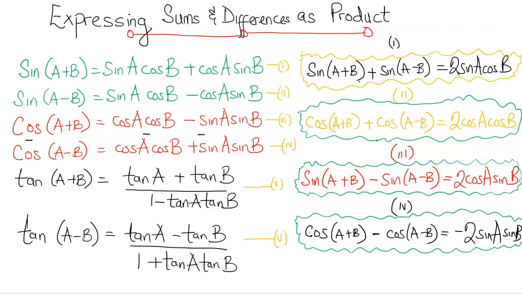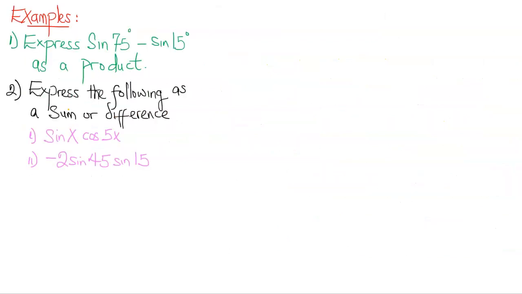The next thing is going to be to use these products to solve 1 or 2 problems. These are the examples. The first one, we're asked to express sine 75 minus sine 15 as a product. This case involves the conversion from a difference, a subtraction, to a product.